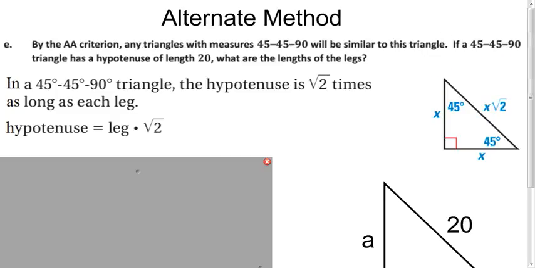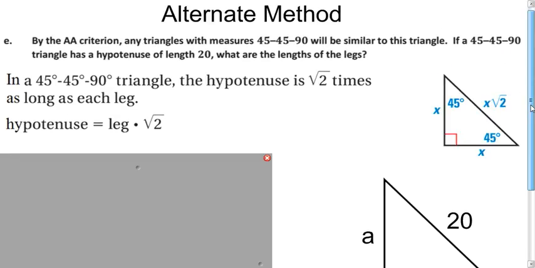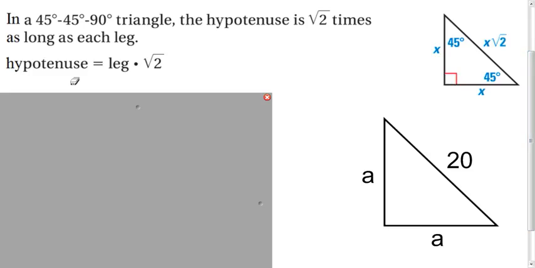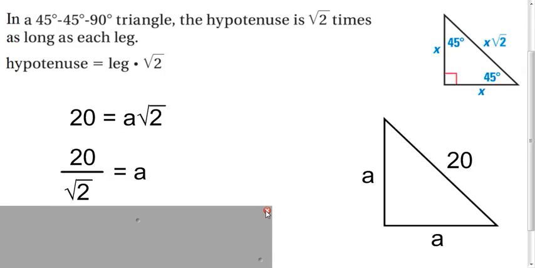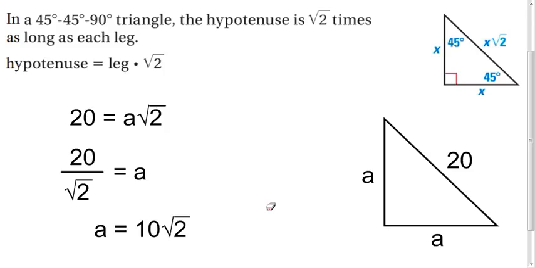And so if we want to solve the same problem using this equation, we can just set it up like this. The hypotenuse is the leg times square root of 2. So 20 is a times the square root of 2, divided by square root of 2. And we already saw how to rationalize that in the previous part. So it's 10 square root of 2. Very similar to what we did before, but slightly different method.